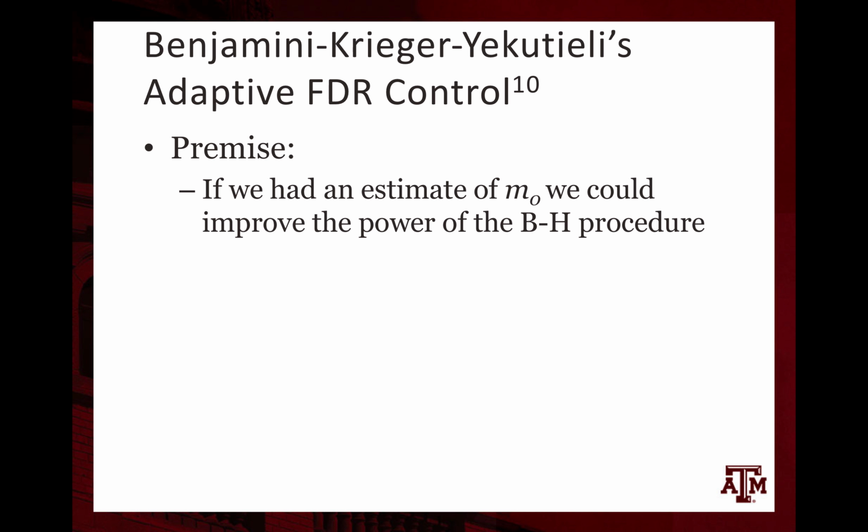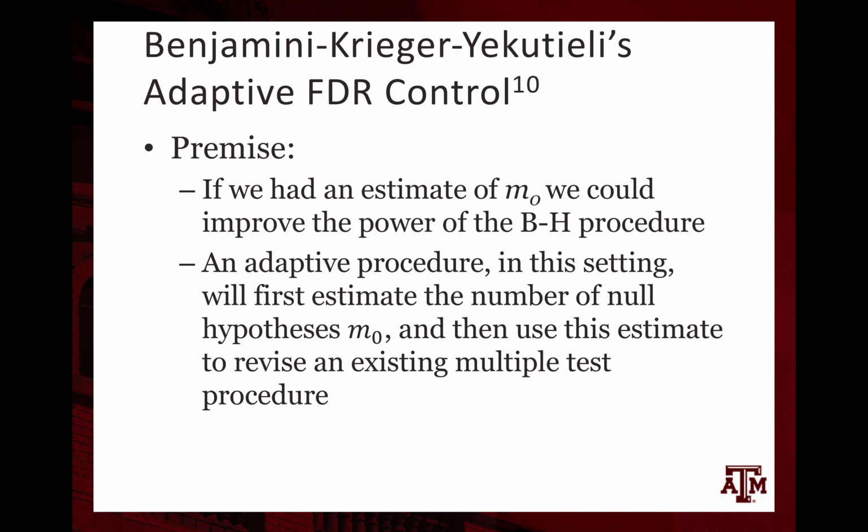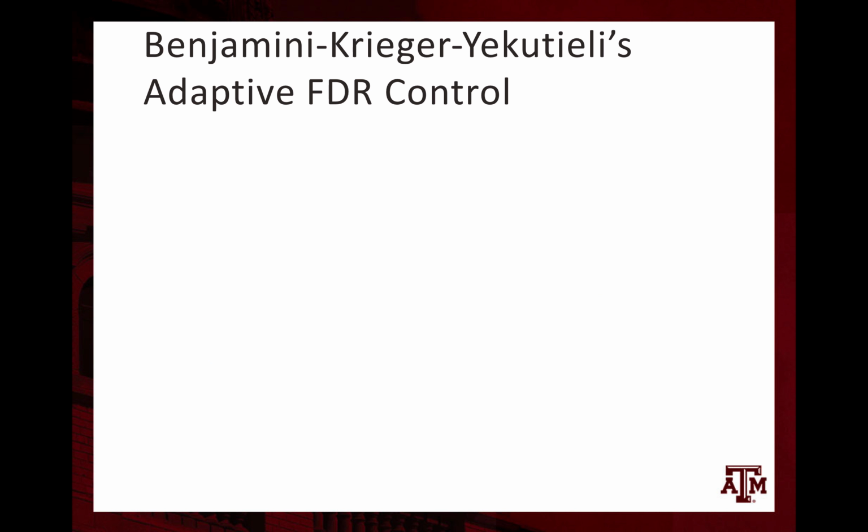And so their premise is that if we had an estimate of M naught, or the number of true null hypotheses, we could improve the power of the Benjamini-Hochberg procedure. So what they're saying is that an adaptive procedure in this setting is first going to estimate the number of null hypotheses, M naught, and then use that estimate to revise an existing multiple test procedure.